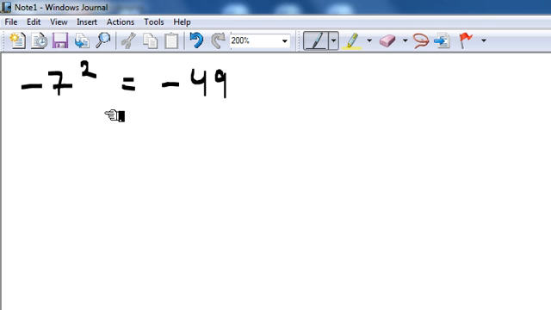Because this is an even number. Well, this is a little different. We don't have the brackets here, so it's not -7 times -7. It's actually minus and then 7 index 2. So we always do the powers first, and the sign is not included. So we do this part first, 7 index 2, and that's 49. And then we have minus, so it's going to be -49.